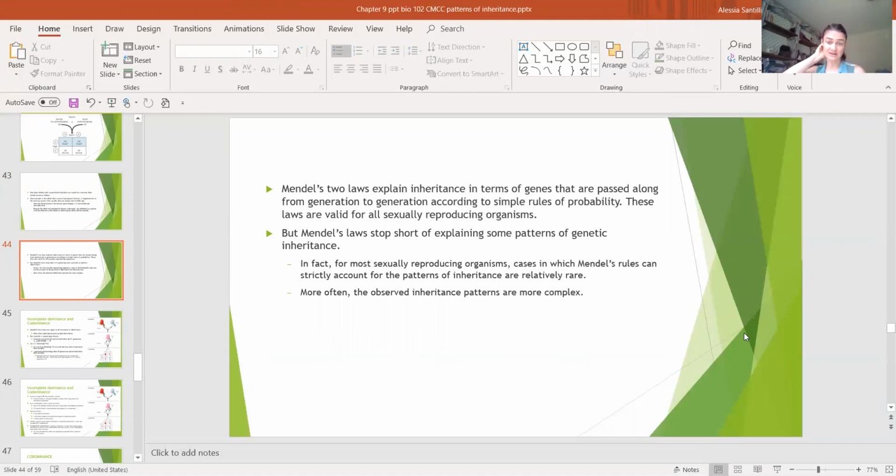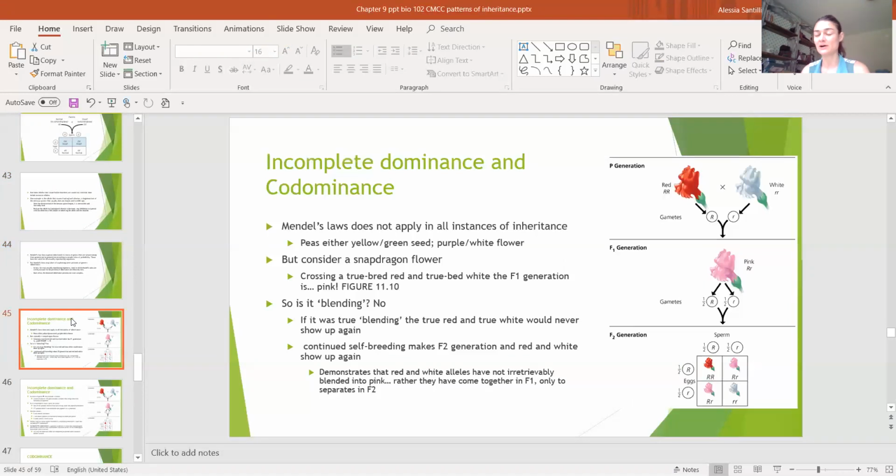We have all sorts of variations. Especially when you think about humans, we have a lot more complex kinds of inheritance patterns. So this is stepping away from Mendel. His laws are still applicable. The law of segregation: our alleles are still being segregated into gametes. And the law of independent assortment: when they do segregate, the alleles just go up randomly. Those two are still valid.